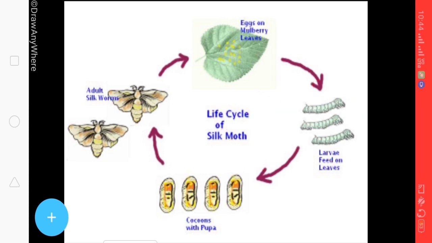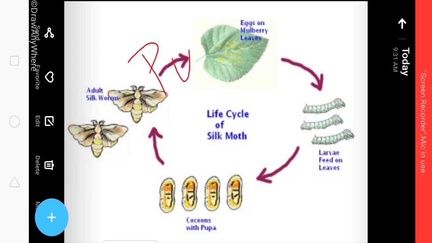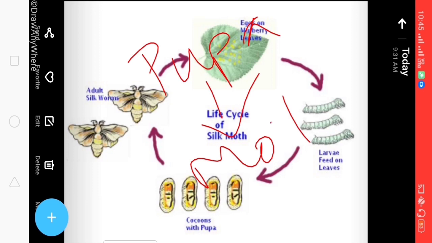Understood? See this image: the outside is the cocoon, and the inner one is the pupa. So the pupa will be covered with a cocoon, which is a silk fiber. And from this stage, the pupa will be ready to enter the next stage, which is known as moth, M-O-T-H, that means butterfly.